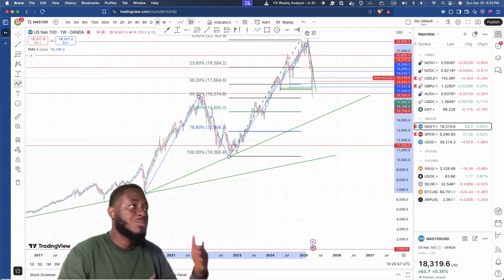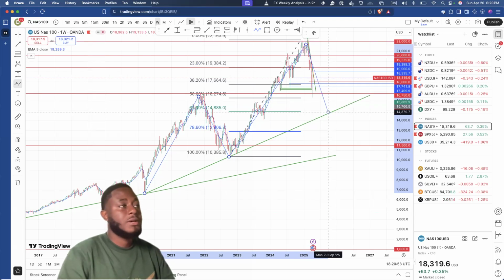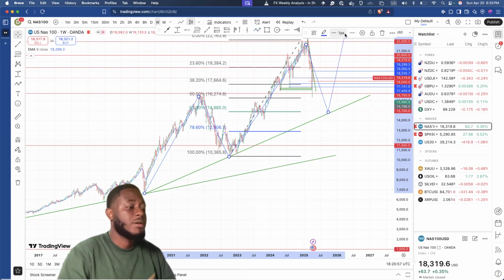So now the market has made another significant move to the upside. So it now needs to come down again, right? To gather another momentum before pushing higher.